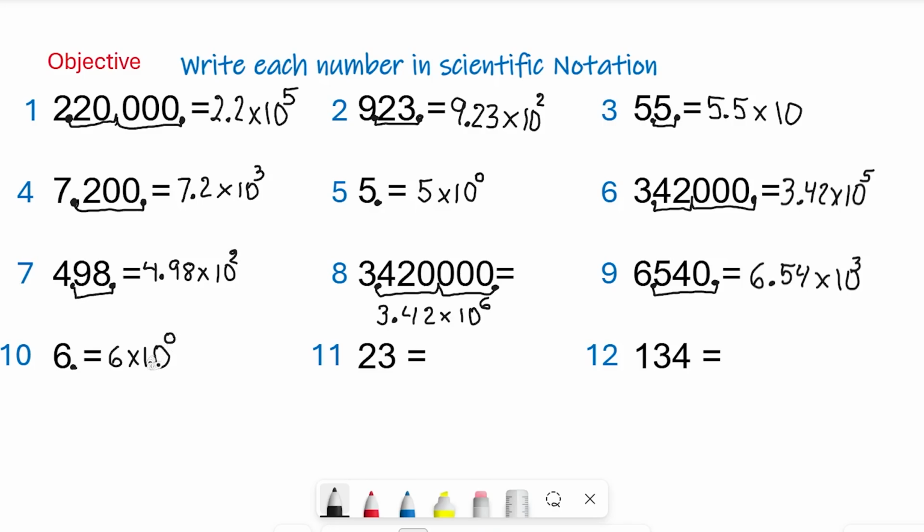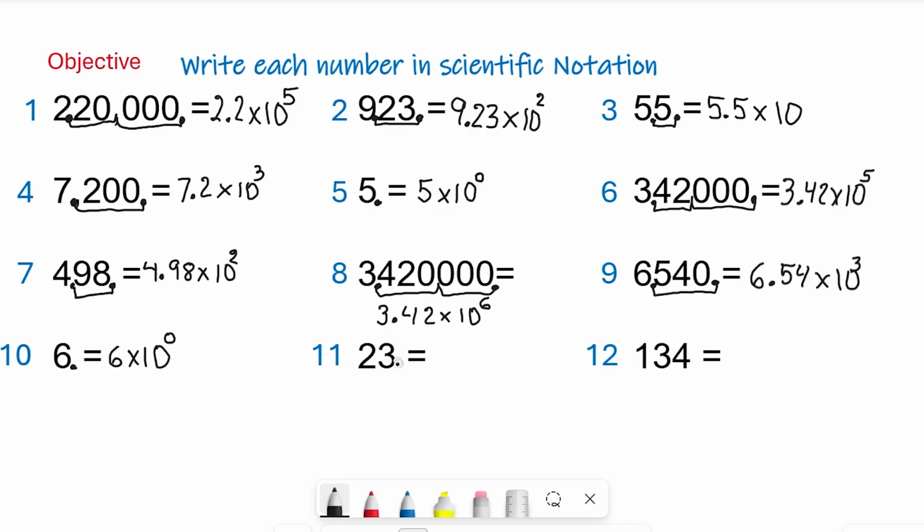And remember, any number to the 0 power is gonna be 1. This means 6 times 1. That's what it means, but we did write it in scientific notation because in scientific notation it means that it's going to be always times 10.